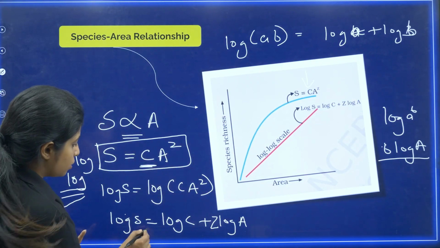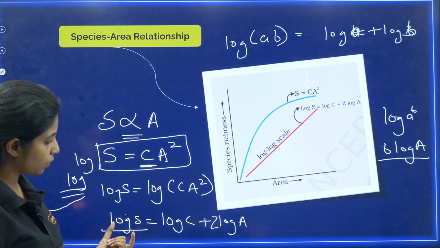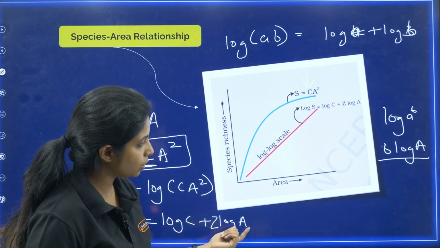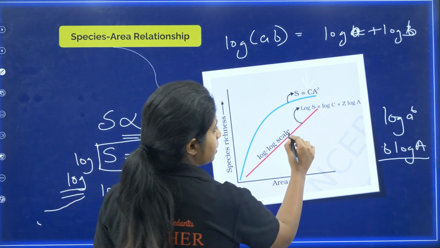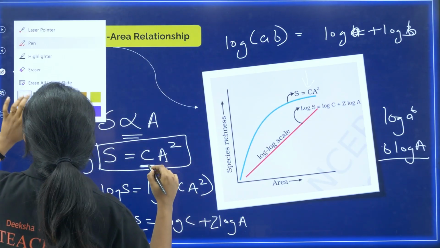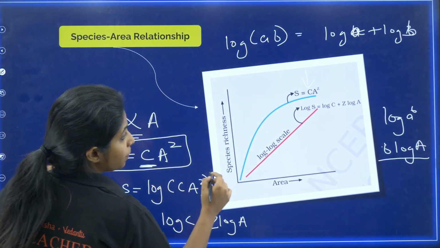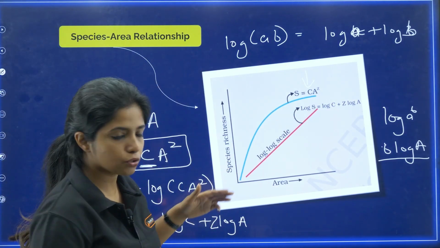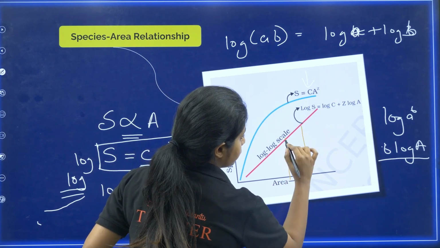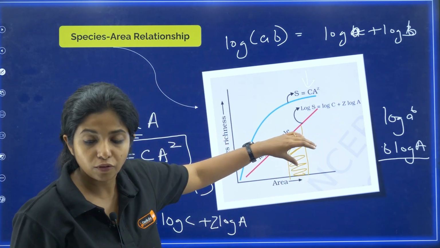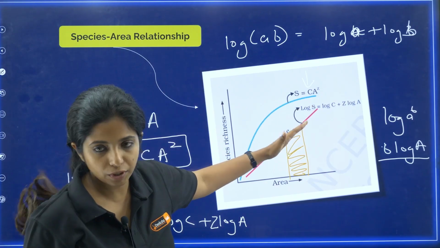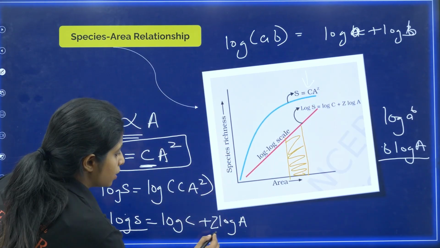Now this represents the species richness. What does log A represent? The area. What does Z represent? Z represents the slope. For example, in this area, I have to find how much species richness there is. Then I have to look for Z. What is Z over here? That is what you mean by Z.